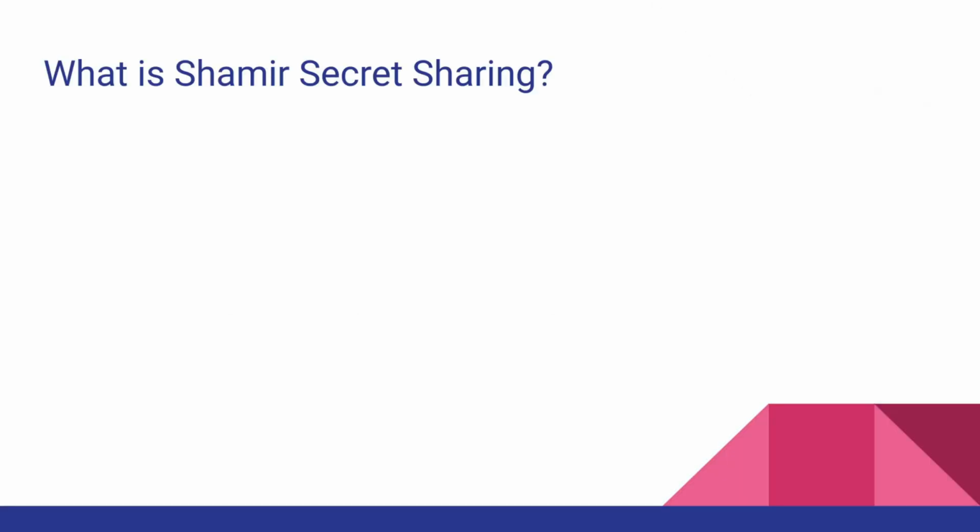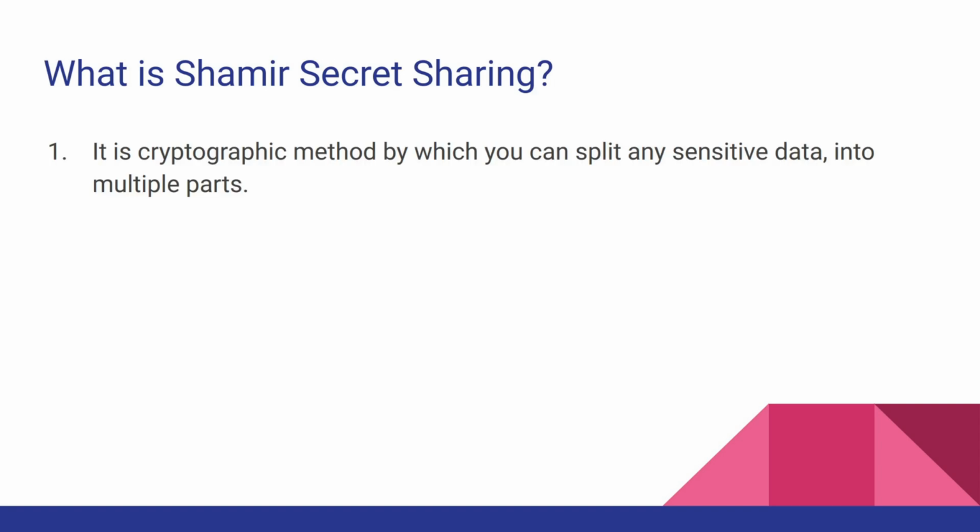So what is Shamir secret sharing? It is basically a cryptographic method by which you can split any sensitive data into multiple parts. So what do I mean by sensitive data? It can either be your passwords, your seed phrases, or your recovery codes you get from Google and other services to recover your accounts in case you forget any password. So these are all sensitive data. You have to back them up somewhere. You have to write it down somewhere and keep it.